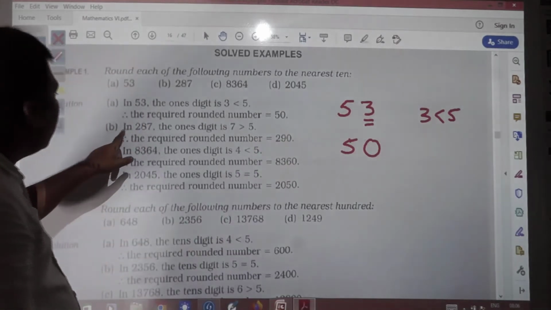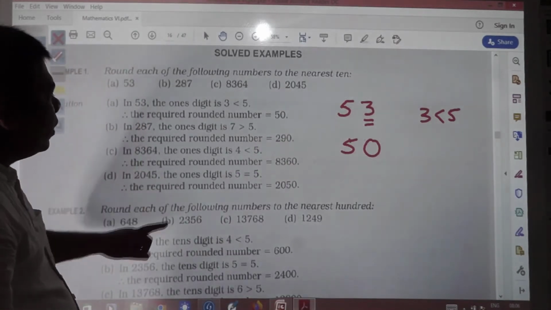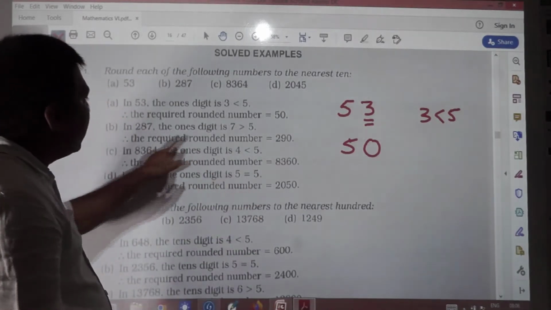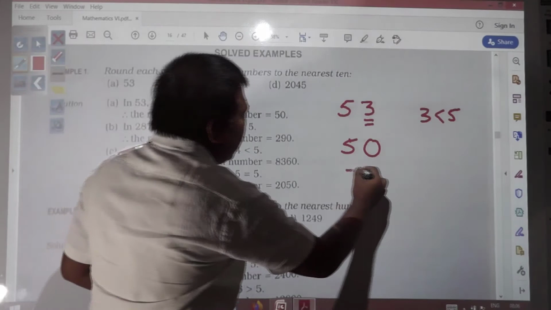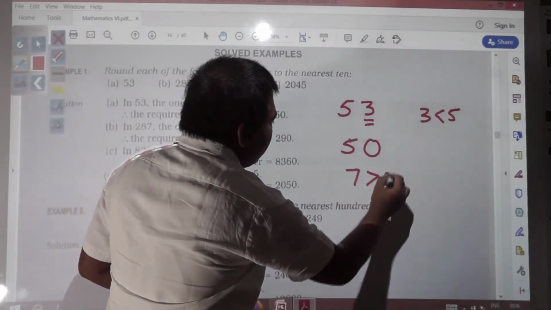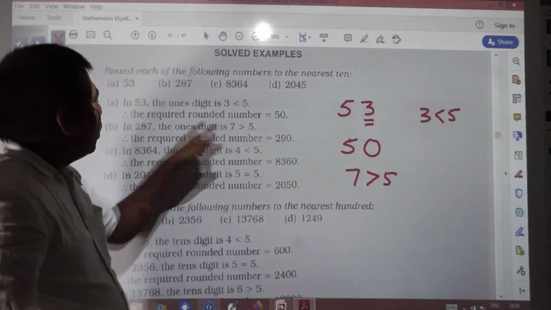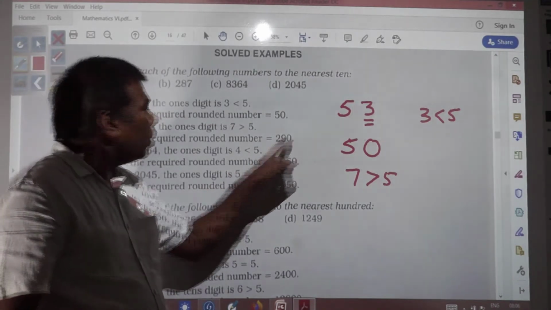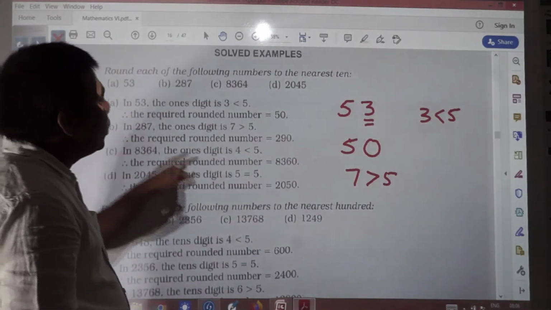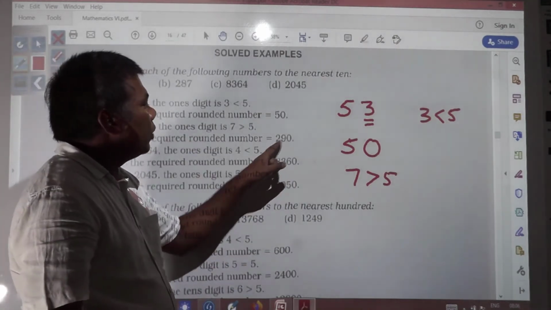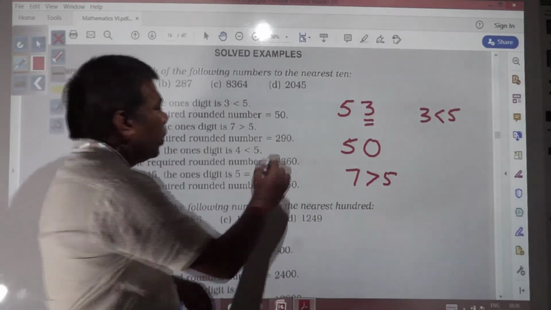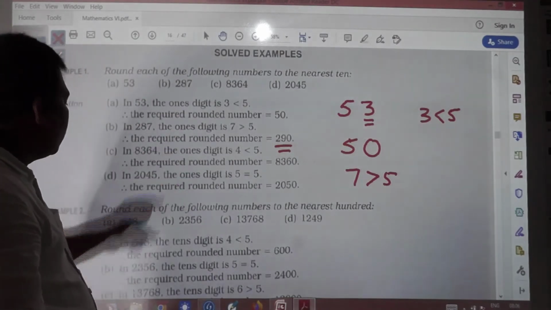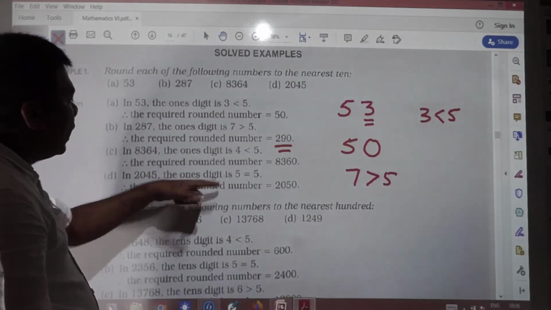In the same way, you have 287. So we need to see the ones digit. So ones digit you have 7 and 7 is greater than 5. So ones digit is required to be replaced by 0 and tens digit is required to be added by 1. So this will become 290. In the same way, some other questions are there, you go through and try to understand.